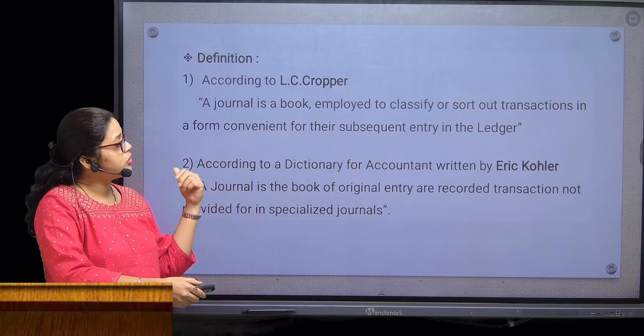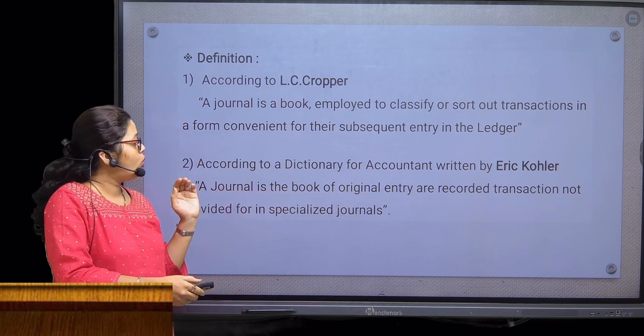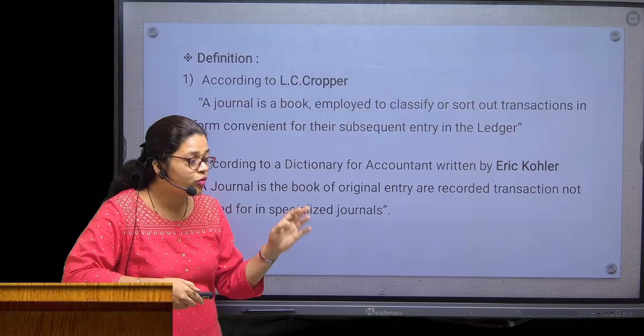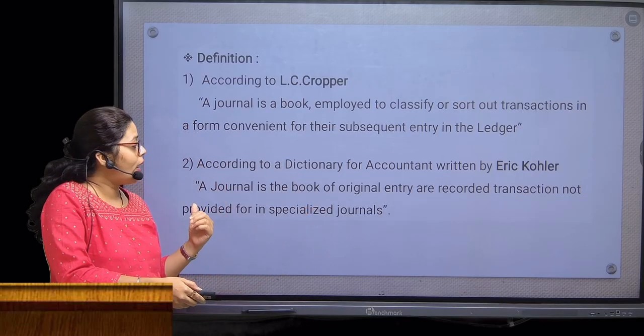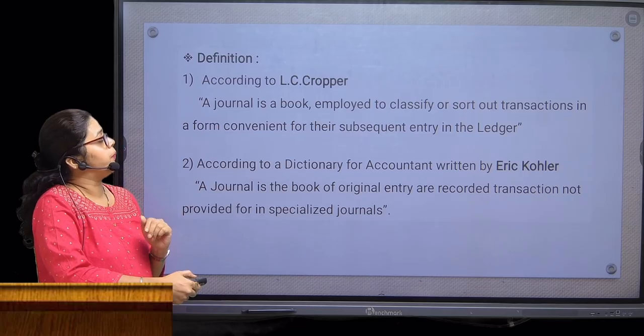The second definition is given by the Dictionary for Accountants written by Eric Kohler. According to him, a journal is a book of original entry for recorded transactions not provided for in a specified journal.